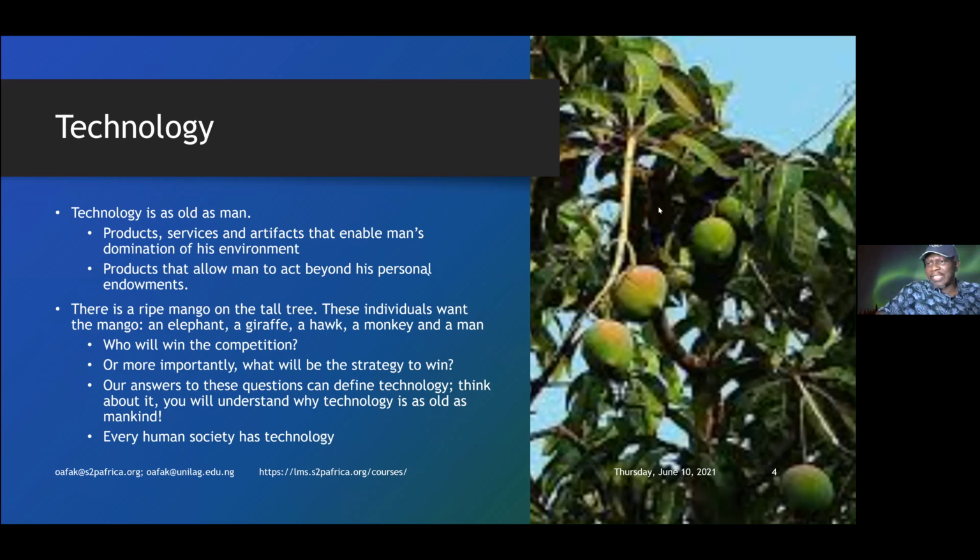For example, see Mr. Elephant. See how strong he is. I'm sure you don't want to enter a quarrel with an elephant. You have no chances. He's so large and powerful with a big trunk that can pull down the mango tree if necessary. He can uproot the mango tree if he wants. So he doesn't need anybody's help to get the mango.